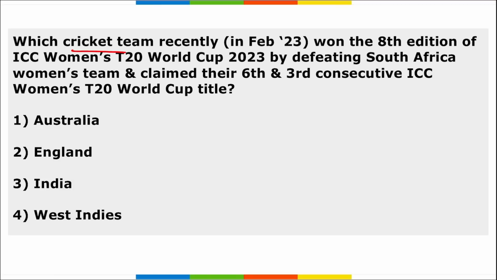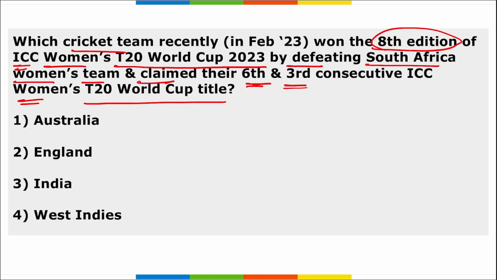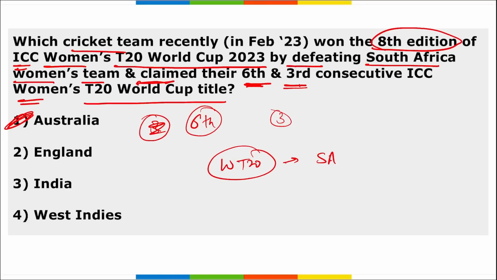Next, which cricket team has recently won the 8th edition of the ICC Women's T20 World Cup by defeating South Africa's women team and claimed their 6th and 3rd consecutive ICC Women's T20 World Cup title? Which team is it? It is your Australia. Australia has won the ICC Women's T20 World Cup 2023 by defeating the South Africa women team. This is their 6th in the history and 3rd consecutive Women's T20 World Cup. If we talk about this Women's T20 World Cup, where was this being held? It was in South Africa.